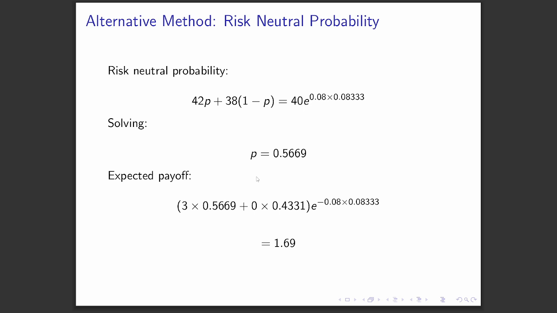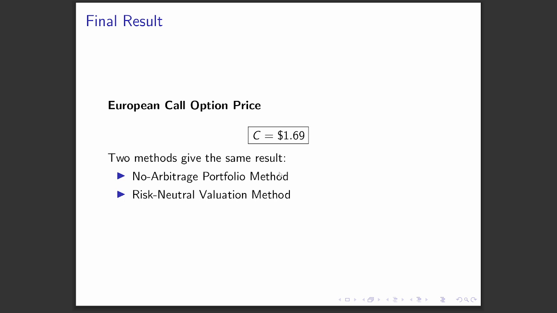Now, there is another approach called the risk-neutral probability method. In this method, we first determine the risk-neutral probability p using this equation, and by solving this equation, we get p is equal to 0.5669. So the expected payoff becomes 1.69. So finally, we discount this expected payoff at the risk-free rate, which again results in the option price of 1.69.